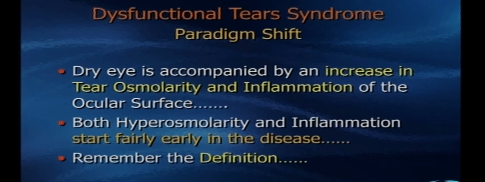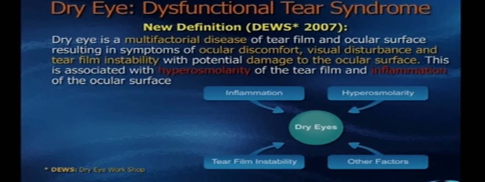So we know that there has been this paradigm shift, and that both hyperosmolarity and inflammation of the ocular surface have been added to the definition of dry eye. And this was the definition in which these were added. Of course, there have been more additions as of last year on the basis of homeostasis and the neural instability aspects. So we'll discuss those later.